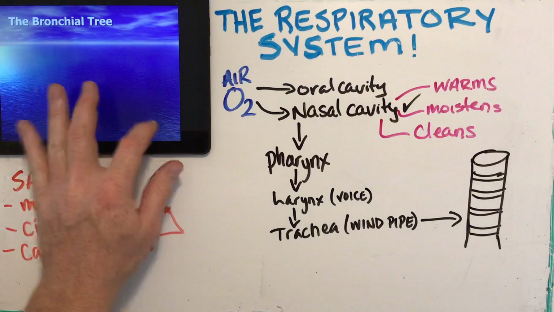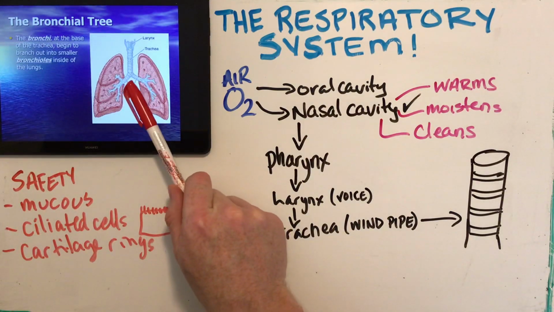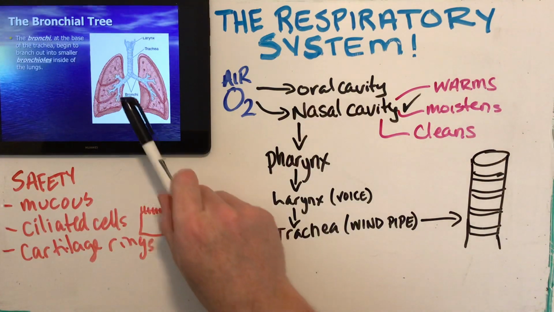At the base of the trachea, there are two tubes called the bronchi. The bronchi go to the left and right side of the lungs, right? Because we have a left and right lung. And the bronchi then start to branch out into bronchioles, right? So the bronchi are the two large tubes at the base of the trachea.